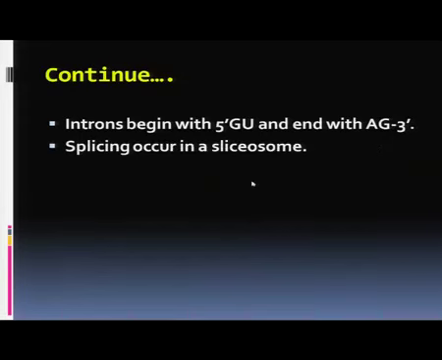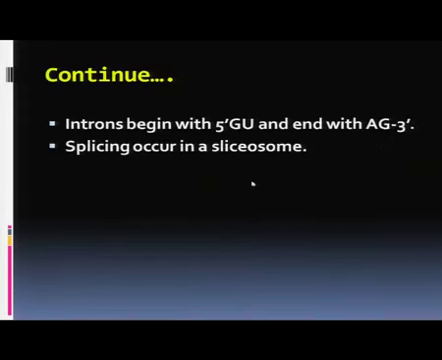Splicing occurs in spliceosomes. Splicing means removal of introns and joining of the exons. It occurs with the help of spliceosomes. A spliceosome is a complex of the pre-messenger RNA bound to small nuclear ribonucleoproteins, also called snRNPs. So, when pre-messenger RNA combines with small nuclear ribonucleoproteins, they form a complex which is called a spliceosome.